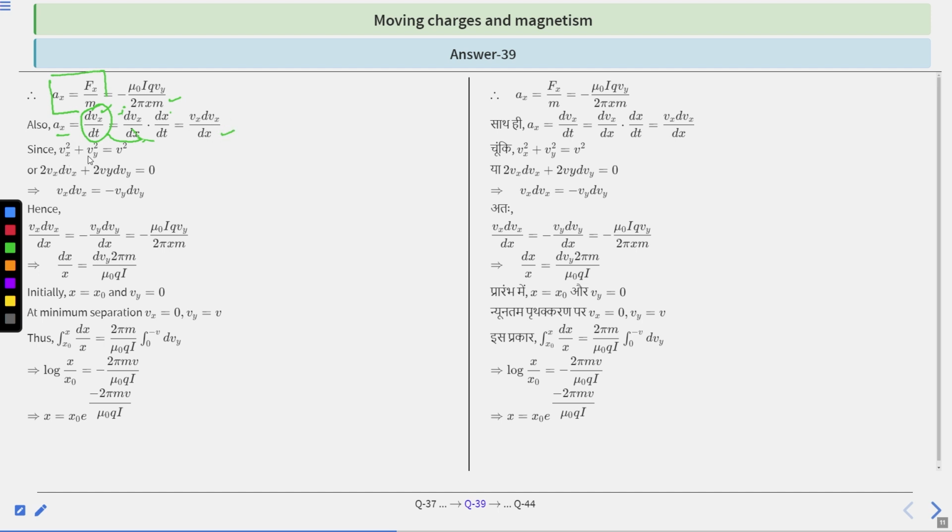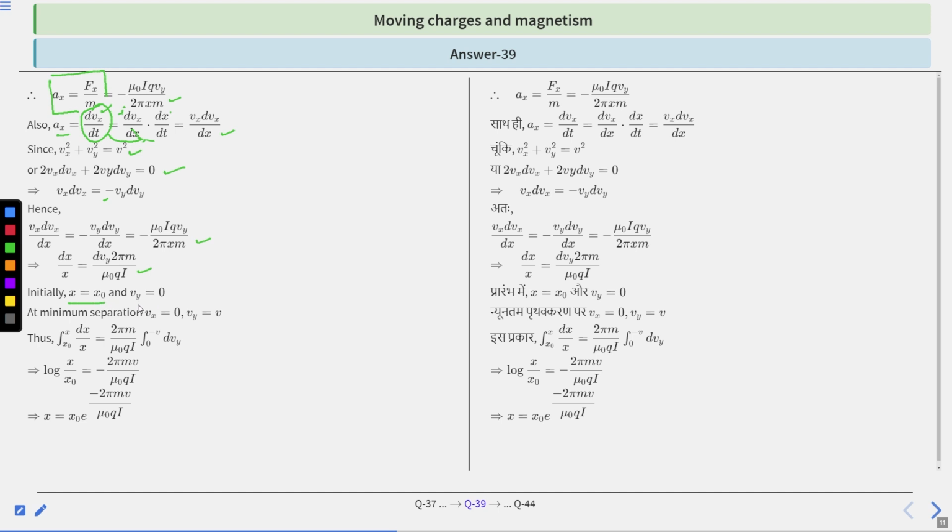Since v square x plus v square y is equal to v square, differentiating gives 2 vx dvx plus 2 vy dvy is equal to 0. So vx dvx is equal to minus vy dvy, with a negative sign. Hence vx dvx divided by dx is equal to minus vy dvy divided by dx, which is equal to minus mu naught I Q Vy divided by 2 pi x m. Solving this term, you will get dx divided by x is equal to dvy times 2 pi m divided by mu naught q I.